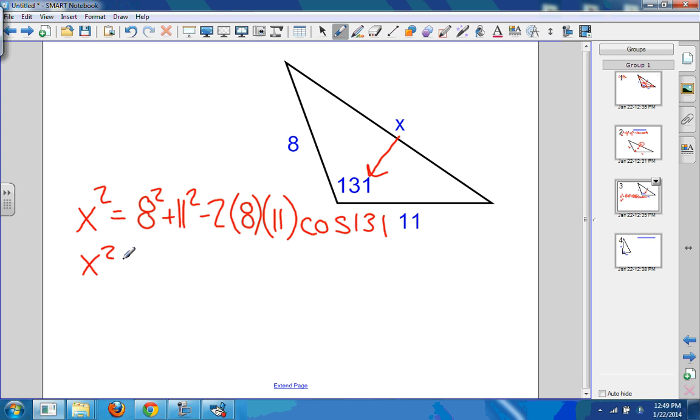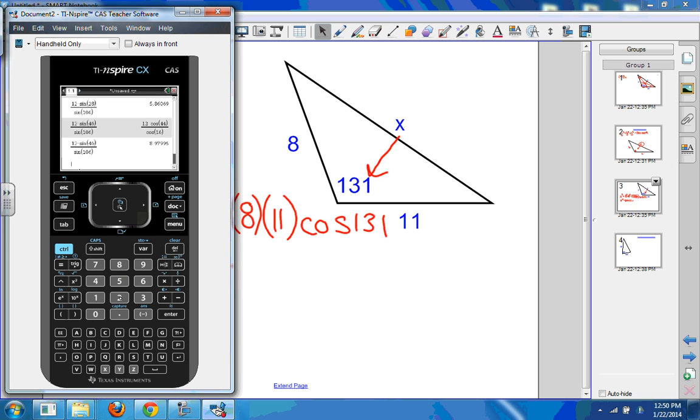So x squared is equal to 8 squared, which is not 88, it is 64, plus 11 squared, which is 121. Alright, and then we have minus 2 times 8 times 11 times the cosine of 131. I'll put that all in my calculator at once. 2 times 8 times 11 times cosine of 131.